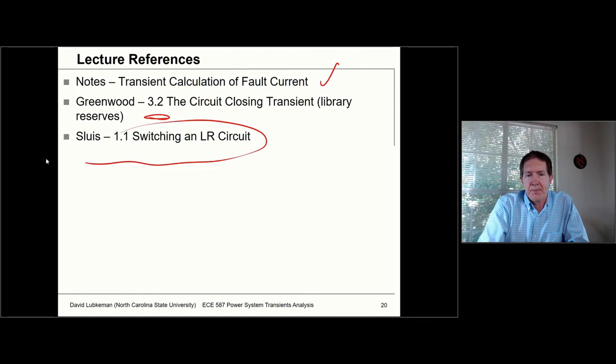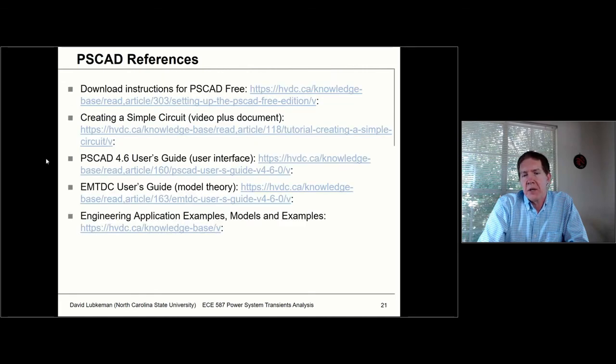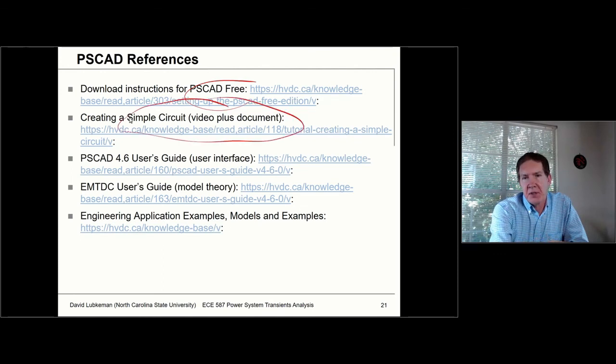And then finally, what I'd encourage you to do is go ahead and download some of the PSCAD manuals. Basically, you have a set of instructions for downloading PSCAD free, so you can use that to get this set up on your laptop. There's also a pretty decent video they have on creating a simple circuit. My video is just for an RL circuit, but they have a little bit more of a general circuit, so it might help to go through this video first before doing your homework.